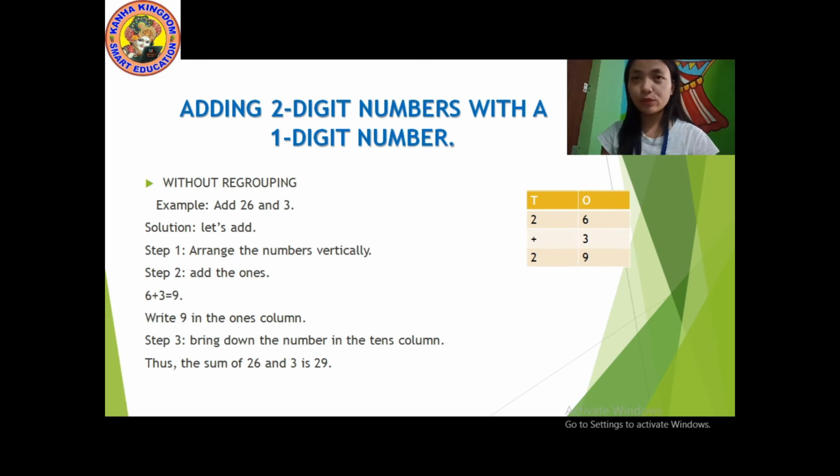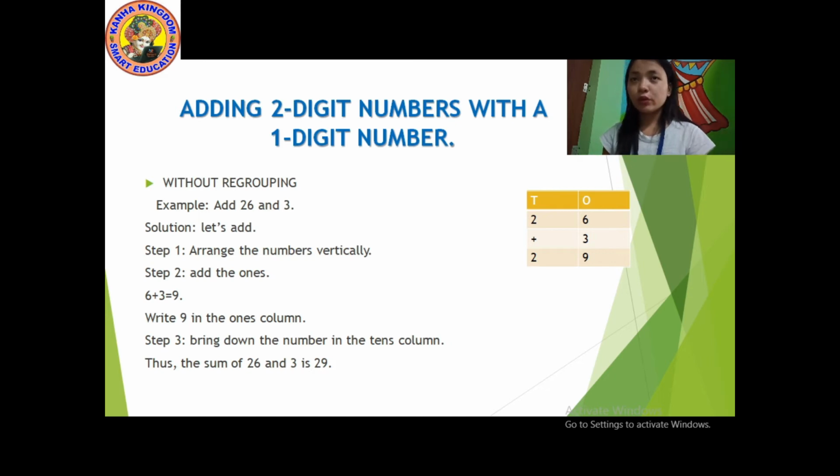We completed step 2. Now we will move towards step 3: bring down the number in the tens column. In the number 26, 2 is in the tens column. So you have to bring down 2 in the tens column. So altogether 29, right? So the sum of 26 and 3 is 29.